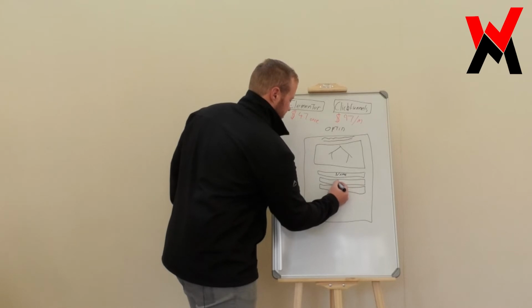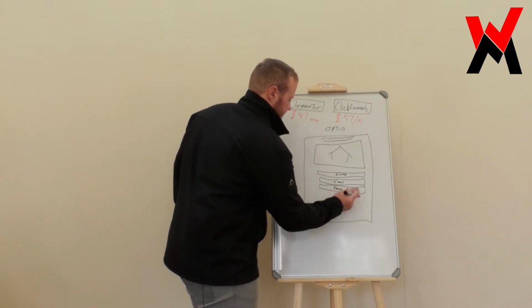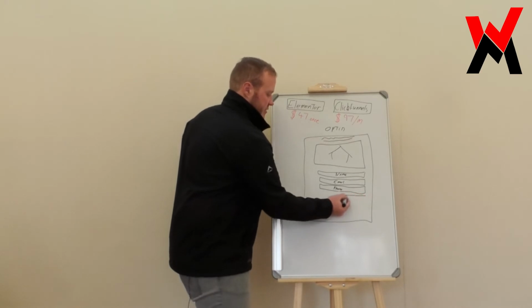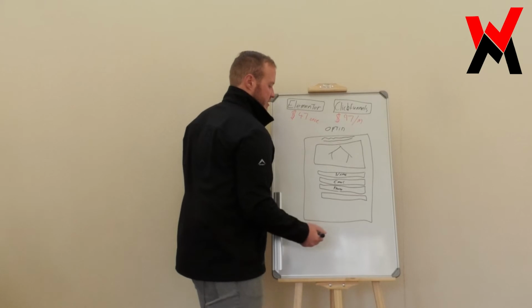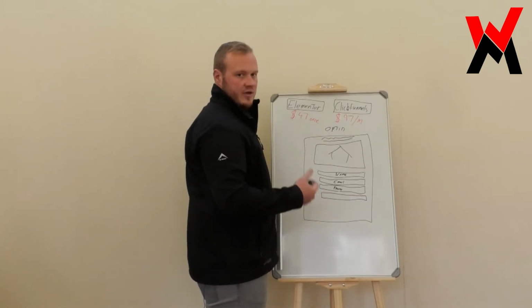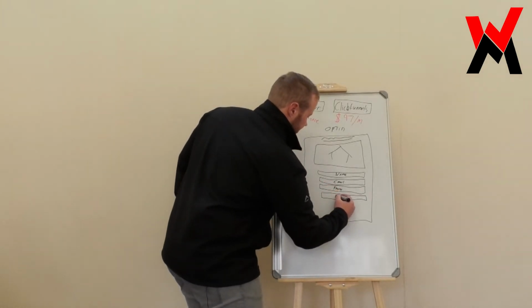So name, email, and their phone number. And then you just put a button here. Depends on what your free giveaway is going to be. But let's say we're giving a downloadable PDF in this example. It's going to be download.